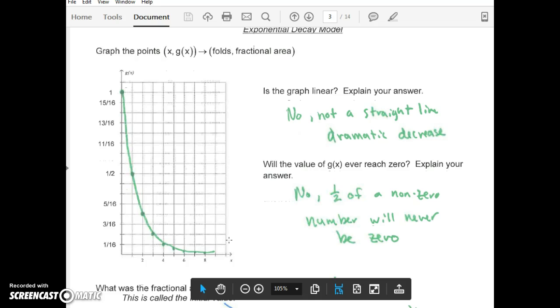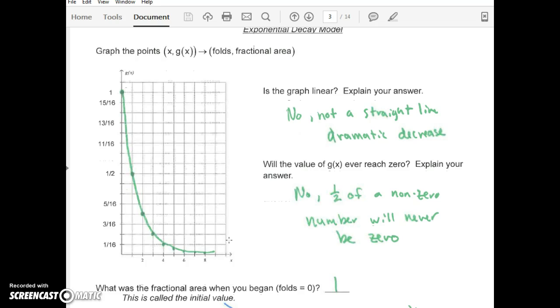So is the graph linear? No, it's not a straight line. We've got that dramatic decrease in the beginning, and then it kind of levels off. So will the answer for g of x ever reach 0? It seems like it is. It's getting really close to 0, but it's never actually going to get there. So it won't, because half of any non-zero number will always be a number. It's never going to be 0.